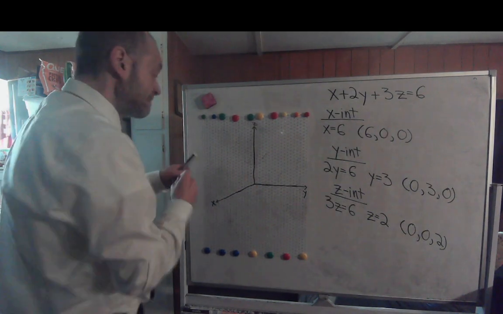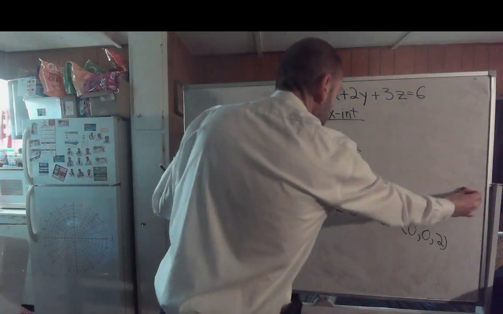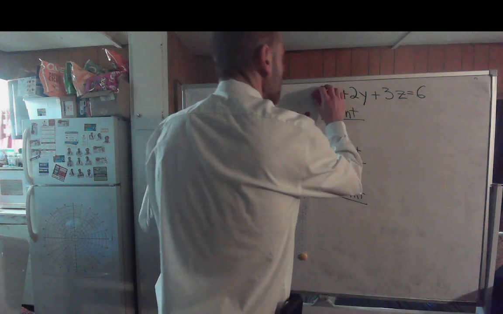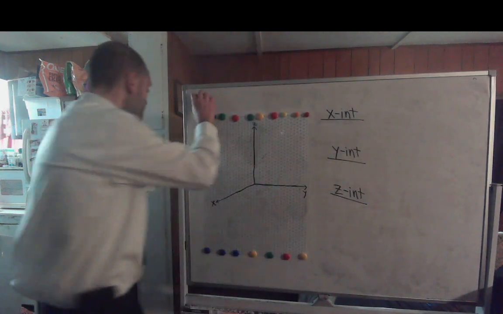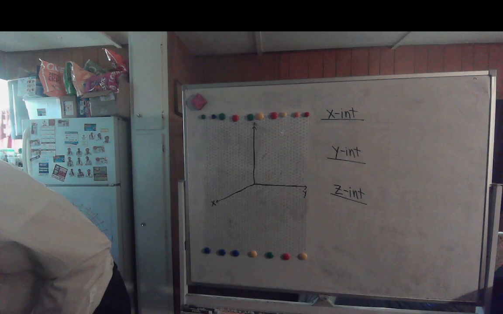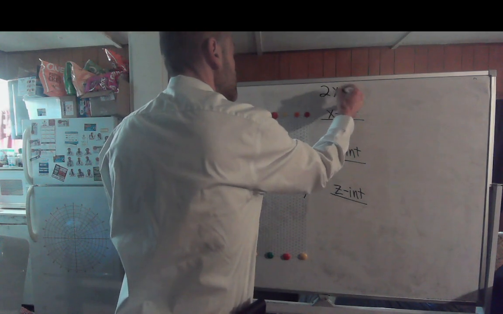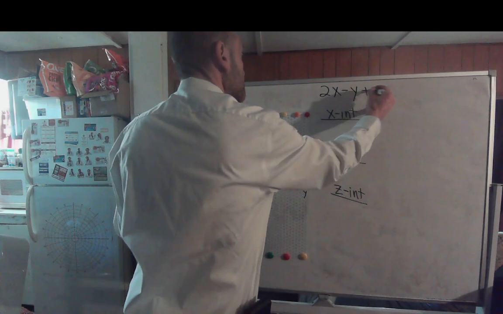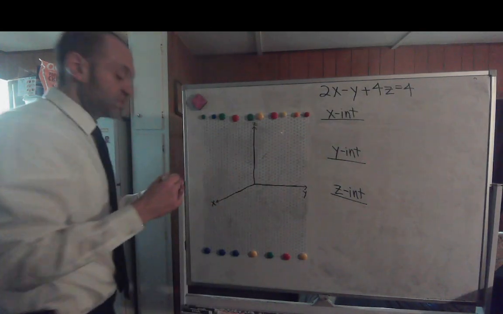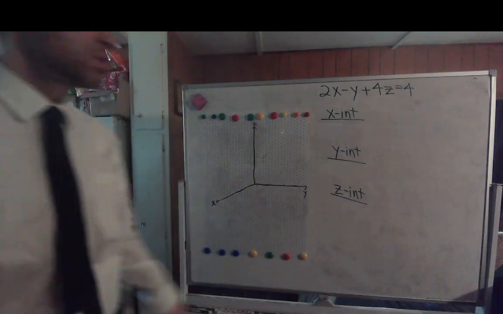Alright. In fact, I'll even keep this up here so we know what we're working with. Of course, we're just going to have different answers. So this plane is given to us by the equation 2x minus y plus 4z equals 4. So the equation of this plane is 2x minus y plus 4z equals 4.